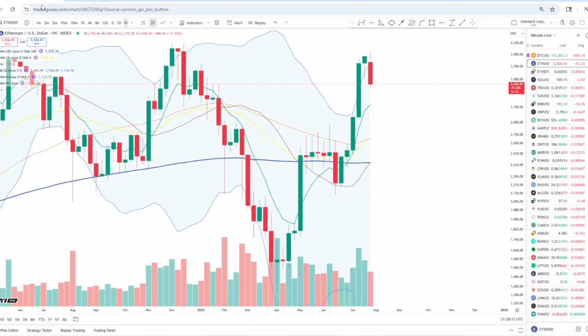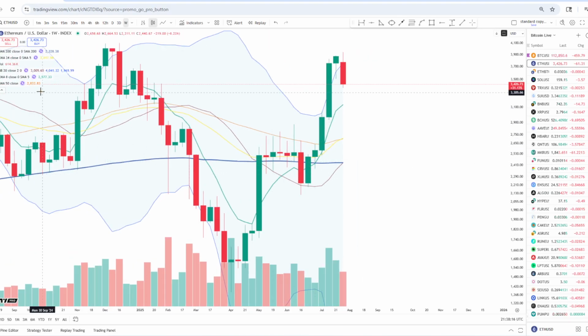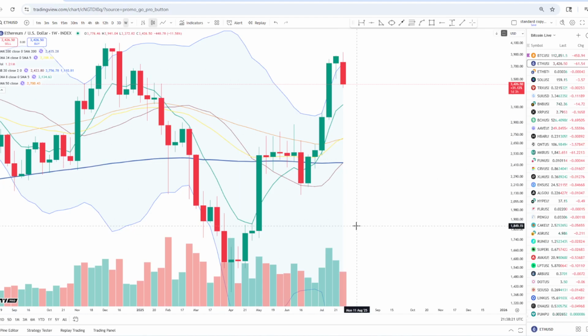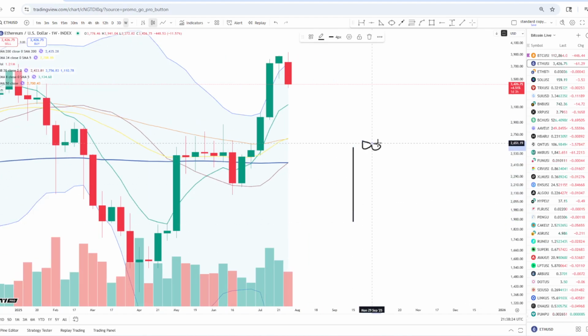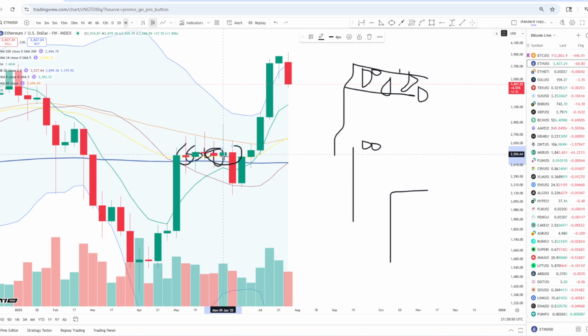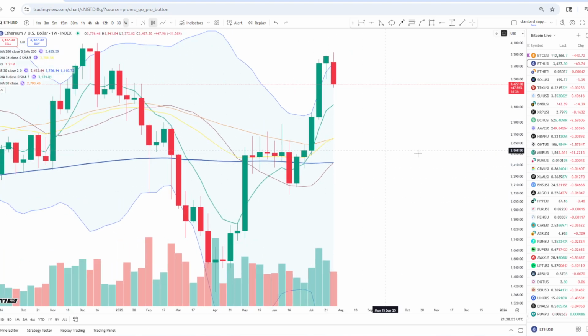So what's the difference, though? Well, the biggest difference is with a tower top, you have these spinning tops or these indecision candles, right? You have a strong move up, and then you have the series of small bodies. Whereas a high and tight consolidation can have all types of different body structure. You can have a big body, then a small body here, another big body, a small body up here, another big body, a small body, or whatnot. And you're still consolidating high and tight. Whereas the tower top, it goes up and then just kind of stalls. It's stalling, going sideways, and you're getting all these stalling, indecision, momentum loss type of candles.